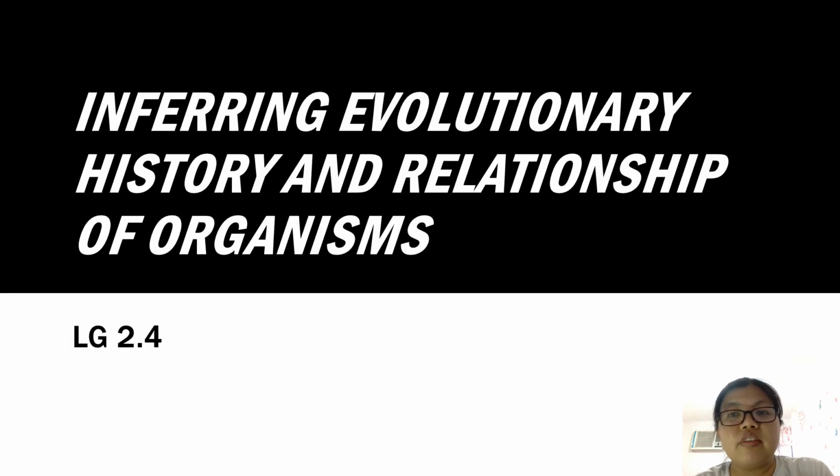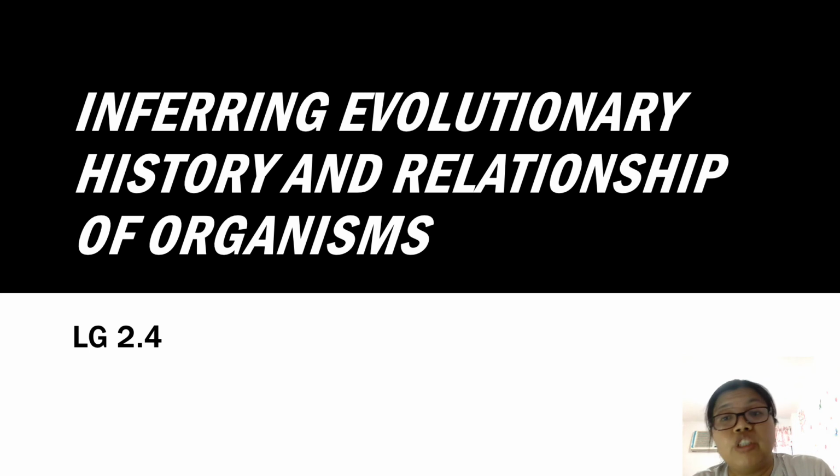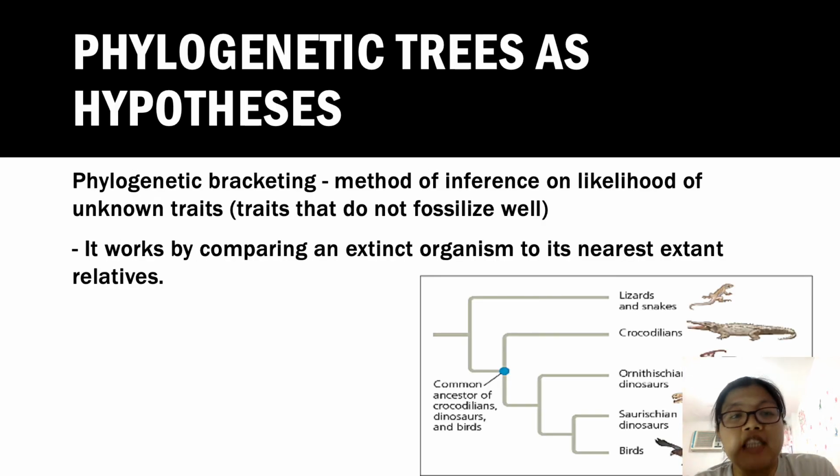Right? The last is about inferring evolutionary history and the relationship of organisms. It's very practical in how to infer or obtain information from a phylogenetic tree. Okay? So the phylogenetic tree is a hypothesis. So remember, phylogenetic trees are hypotheses.